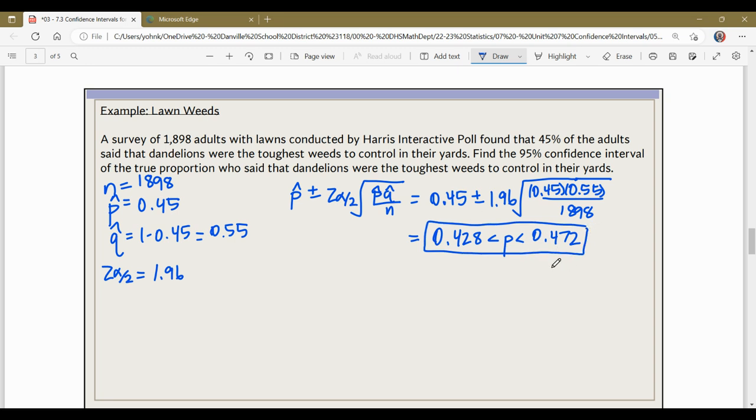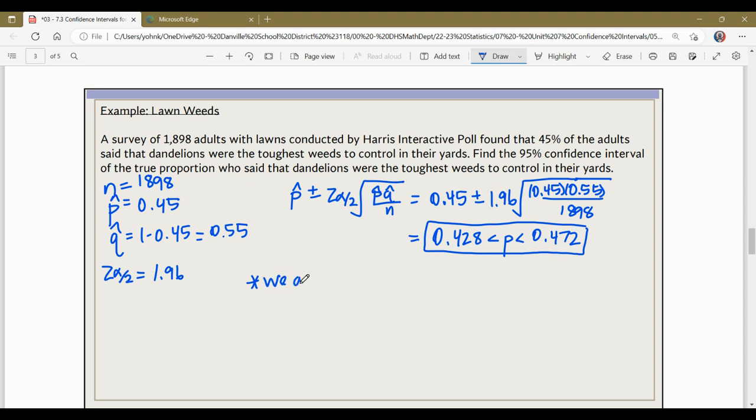So this confidence interval explained is, it says with 95% confidence, we can say that the true population proportion of adults with yards who said dandelions were the toughest weeds to control is between 42.8% and 47.2%. So we sampled 1,898 people and got 45%. If I were to talk to the whole population, I'd get somewhere between 42.8% and 47.2%.